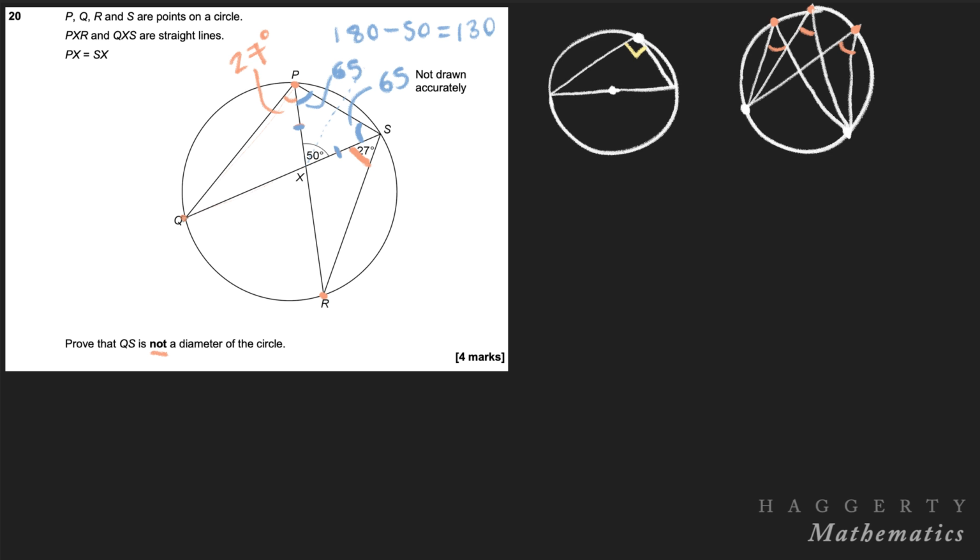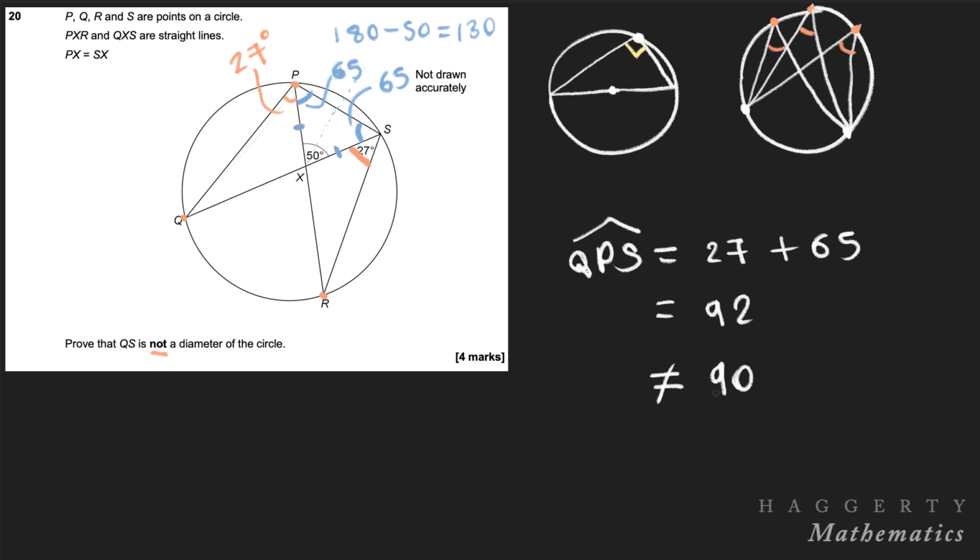So what does that leave us with for the angle QPS? Well, 27. Let's write it down. So QPS, you put a little hat on that, just to say it's an angle. That's going to be the 27 in addition with the 65. And then what does that leave us with? 92, right? So that is not equal to 90 degrees. And because it's not equal, that means you don't have a right angle at QPS. So it's necessarily the case that QS cannot be a diameter of the circle by this circle theorem right here. And that's the end of the question.